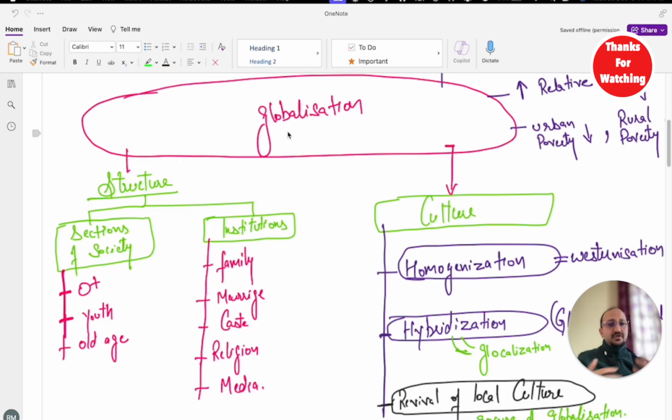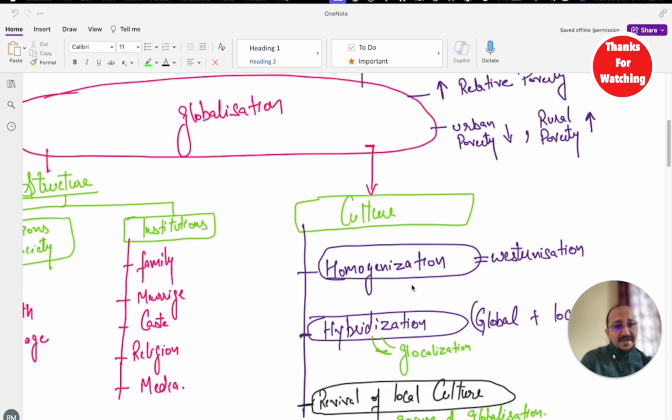We are consuming the best coffee produced in Africa. We are consuming the best chocolates produced in Africa. From where is it coming? Globalization, guys. So our marriage system has changed. There are no hard and fast regulations in caste and religion. People are doing love marriages. Earlier it was arranged marriages. Family structures have changed: from joint families, families are now becoming nuclear families.